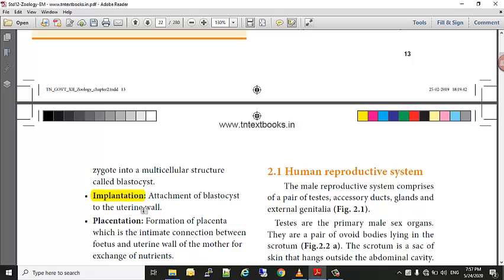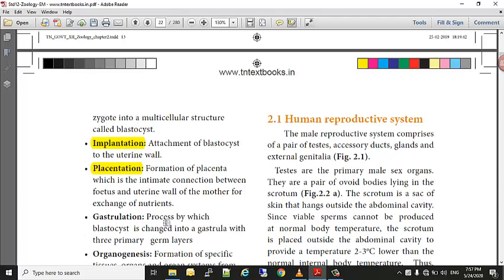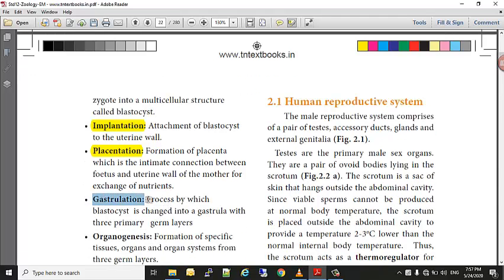From there the nourishment is drawn through the formation of the placenta. So next is placentation, the formation of the placenta, which is the intimate connection between the fetus and the uterine wall of the mother for exchange of nutrients. Next is gastrulation. After the aggregated cells get implanted into the uterus, they undergo many changes. Many germ layers are formed, and that process is called gastrulation, by which the blastocyst is changed into a gastrula with 3 primary germ layers.